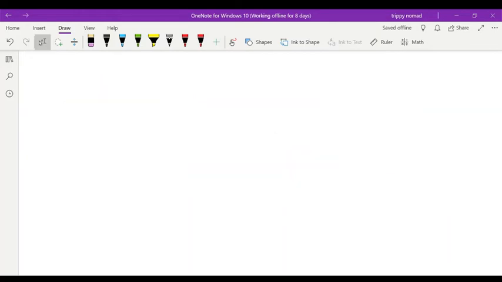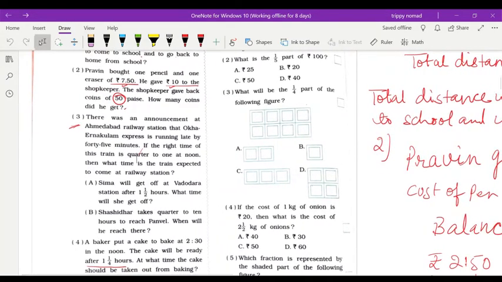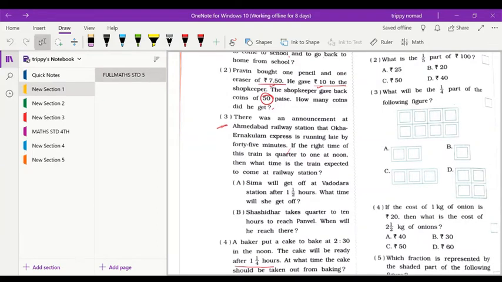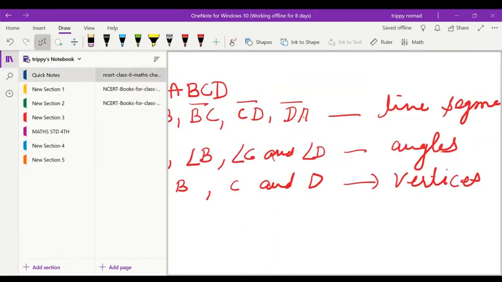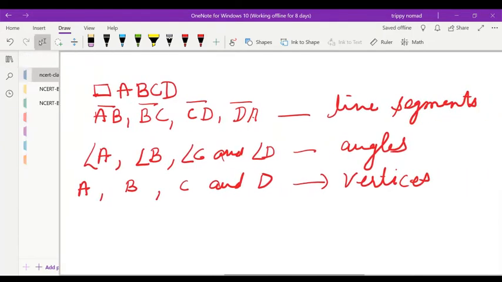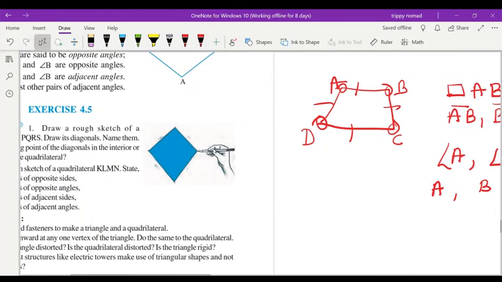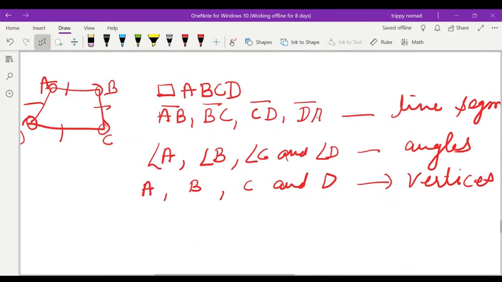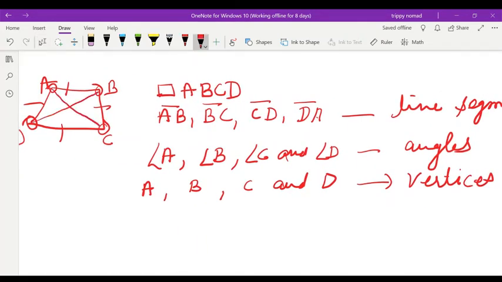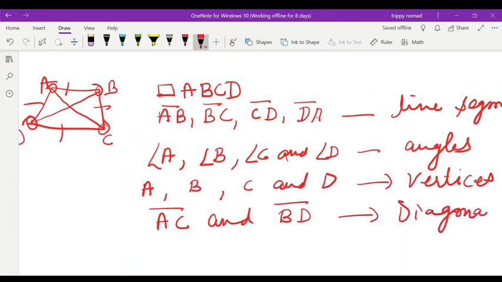And how many diagonals? Sorry, let me start. By mistake, another book was open. Now, how many diagonals? This one and that. Alternate vertices when we join, that is called a diagonal. Diagonal AC and diagonal BD. Diagonals. I hope you understood about all these things.